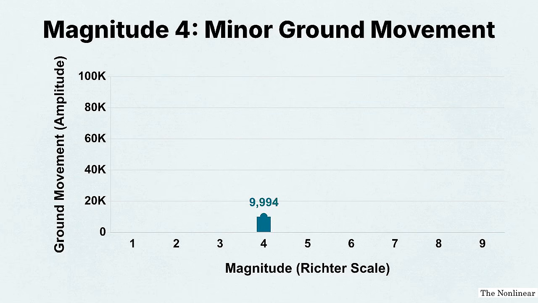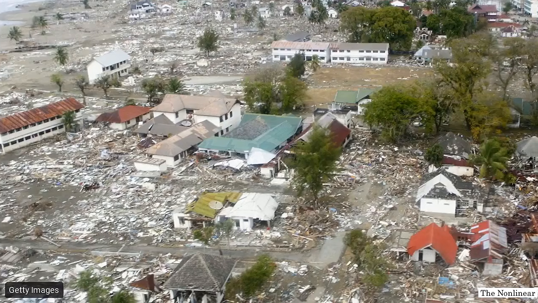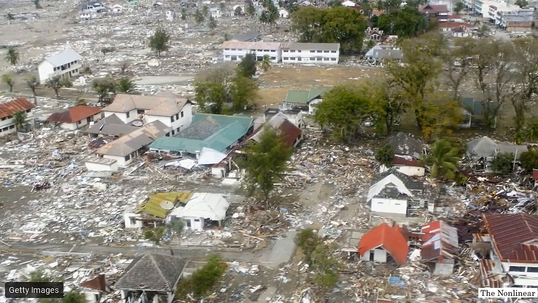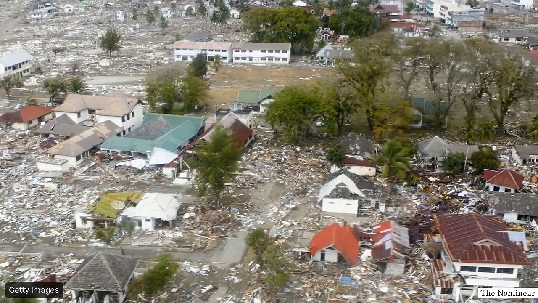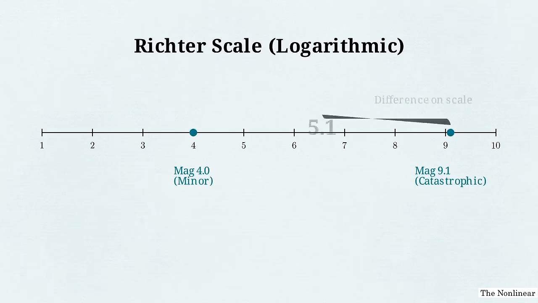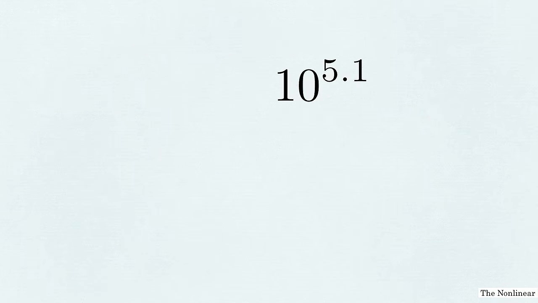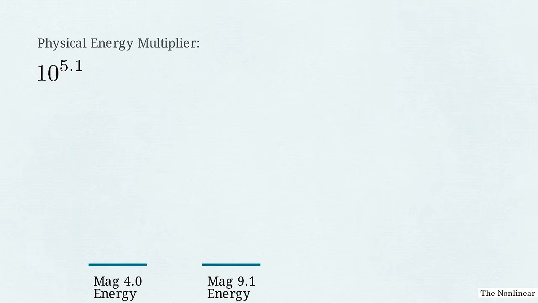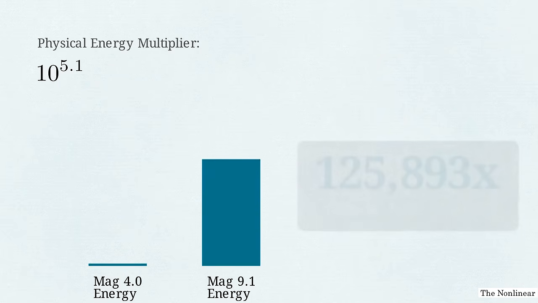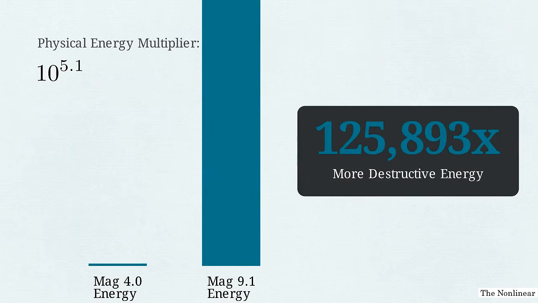A minor earthquake might register as a 4. The catastrophic 2004 Indian Ocean earthquake was a 9.1. The visual difference on the scale is only 5.1, but the actual difference in ground movement is 10 to the power of 5.1. That small numeric gap hides 125,000 times more destructive energy.